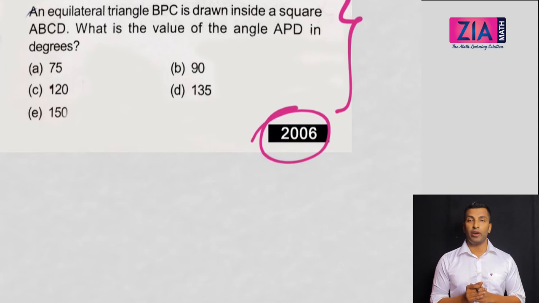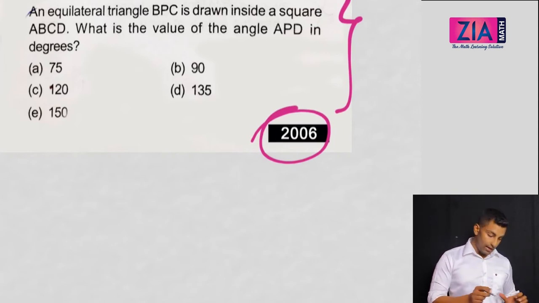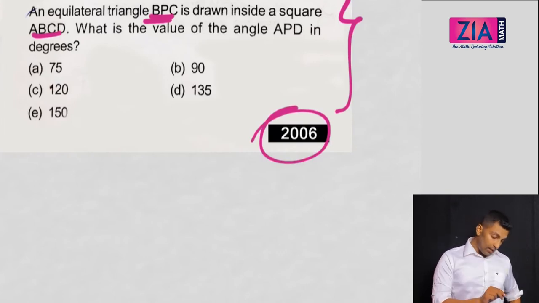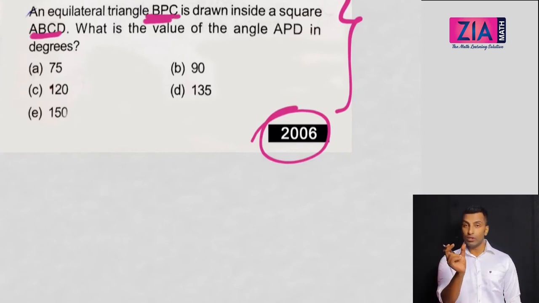Okay, the most important point here is how you're going to visualize this, because the diagram is not given. So how will you visualize this? See, you know ABCD is the square, okay, and see triangle is BPC. So the equilateral triangle is drawn inside a square. So here also you have a BC, here also you have a BC. So one side of the triangle is actually one side of the square. What is that side? That is BC. So you need to visualize in such a way that BC is the common side for the square as well as the triangle.